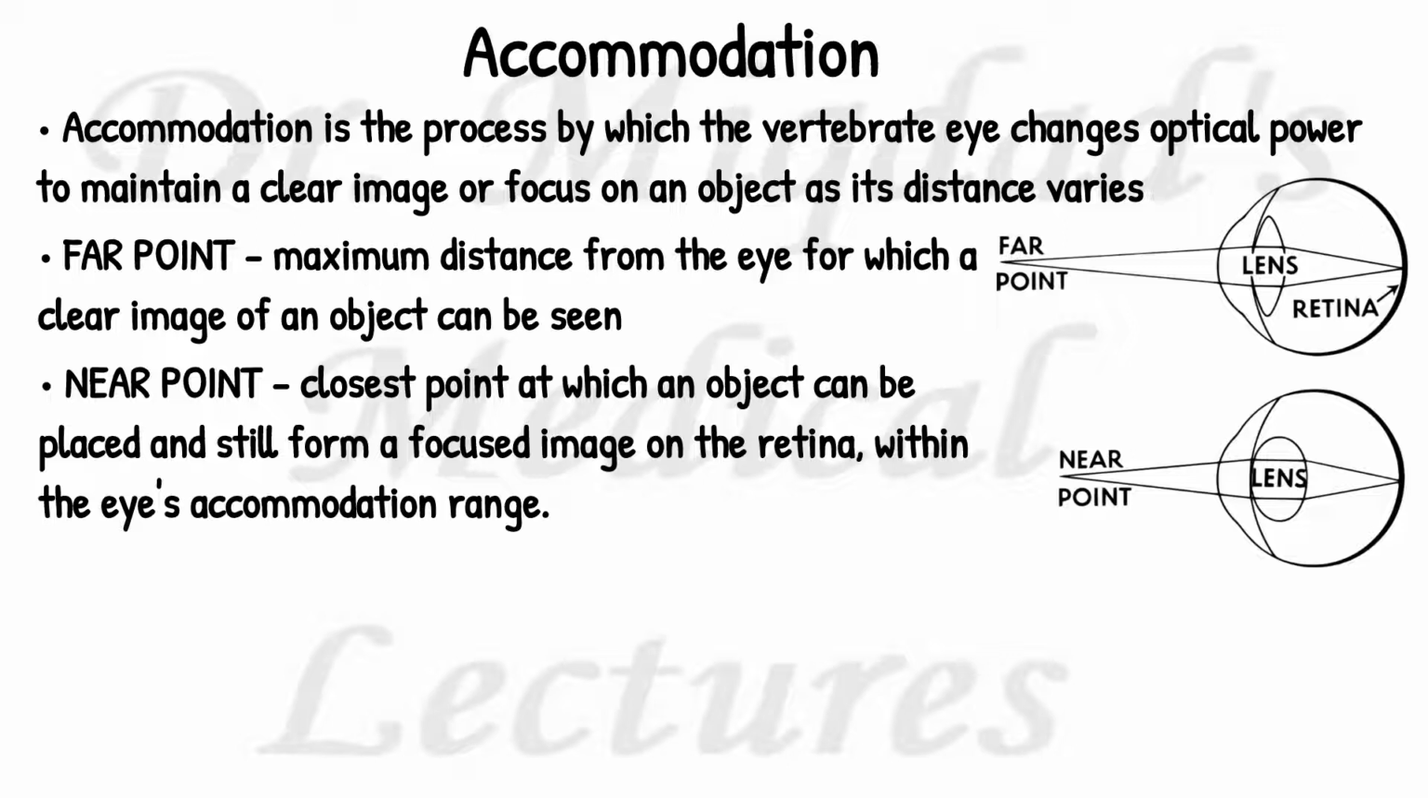For a rough idea about near point, just close one eye and hold a pen in front and focus at its tip and slowly try to move it closer to your eye. As you move it closer and closer, a point will come where the tip starts getting blurred. So the point immediately before the tip starts to blur is the near point for you.